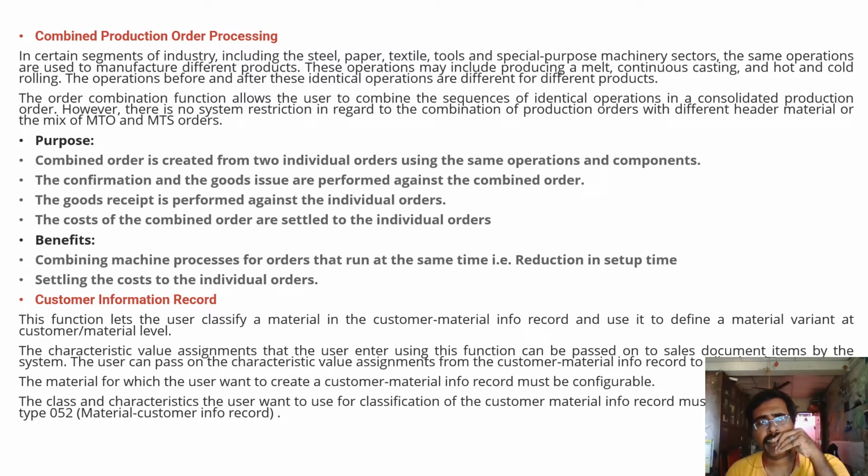The class and characteristics the user wants to use for classification of the customer material info record must be permitted for class type 052, that is the customer material info record, right? So this class value is very important. 052 is maintained for the customer material info record, so that should be kept in mind.